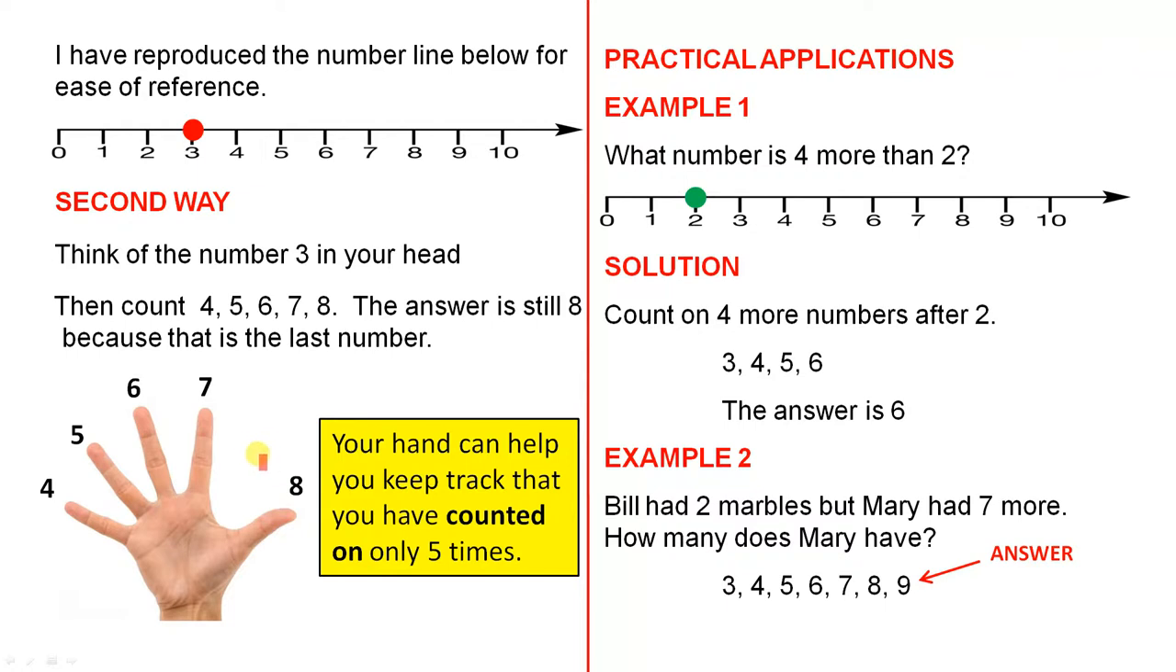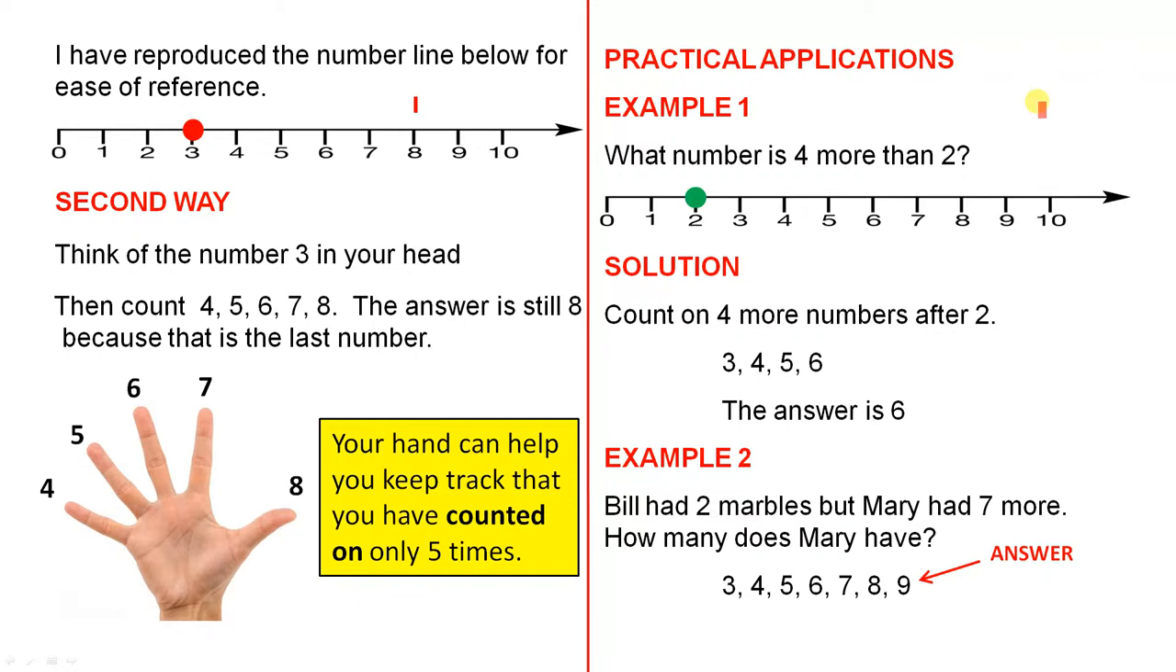Now here's a very good way of doing this so you don't lose count. Your hand can help you keep track that you have counted on only 5 times. See, because you've got 5 fingers on the hand here. So you go 4, 5, 6, 7, 8, and there are 5 numbers there, and that's why you finish on 8.